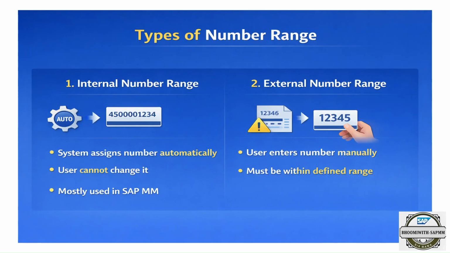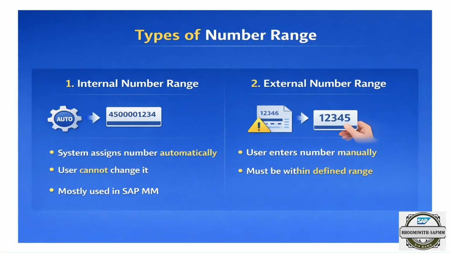Now let's discuss the types of number range in SAP MM. The first type is interval number range. In this case, the system assigns the number automatically. The user cannot change or edit the number. This type is mostly used in SAP MM, especially for documents like purchase order and material documents.